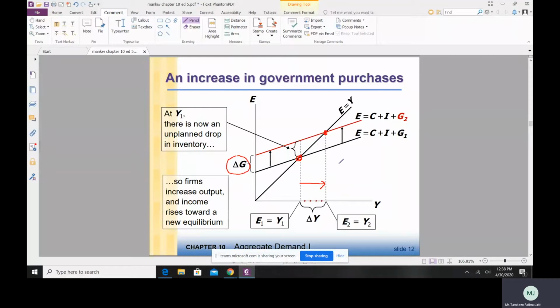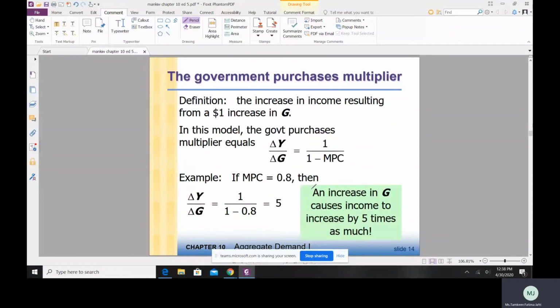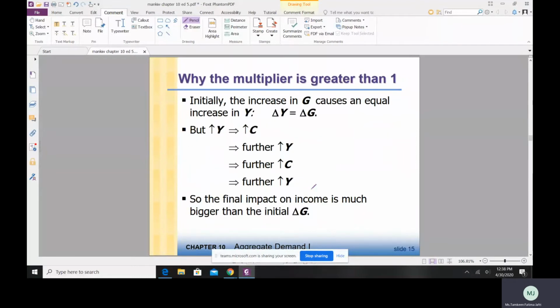ठीक है, the reason why Y is going to have a multiplied effect because of an increase in G is as follows. मैं पहले मैथमेटिकली भी आपको एक्सप्लेन करूंगी इसके रीजन, जो कि अगली 2 स्लाइड्स में है, लेकिन मैं पहले आपको, let me just explain to you why this multiplier effect happens using simple logic.